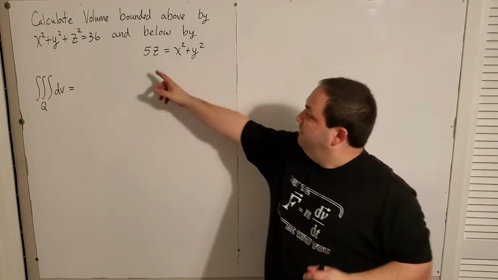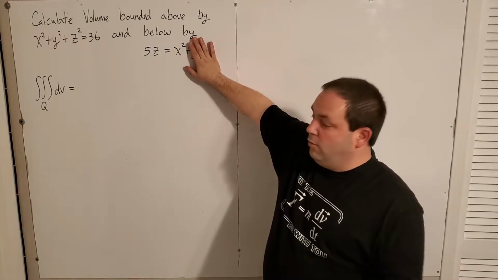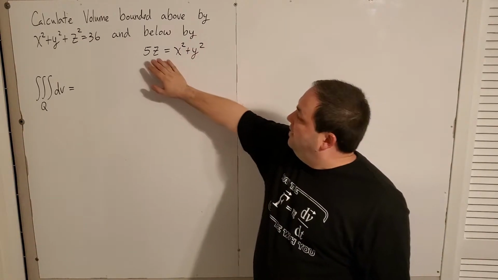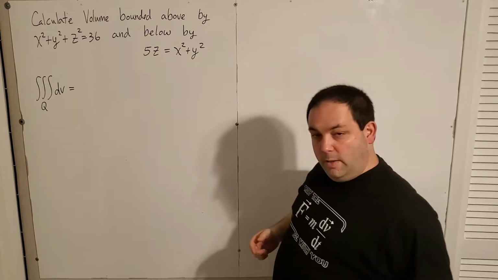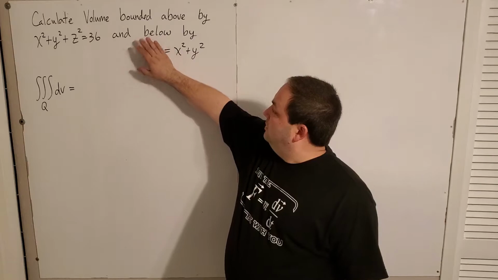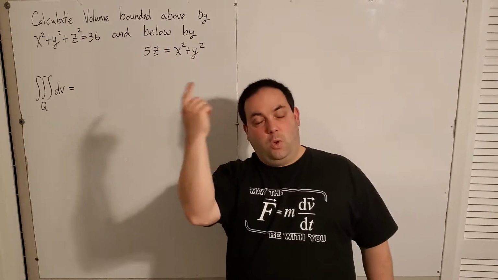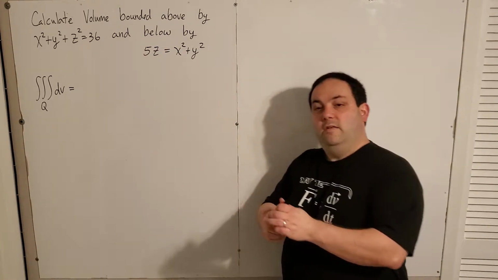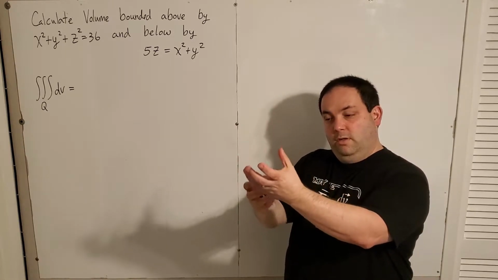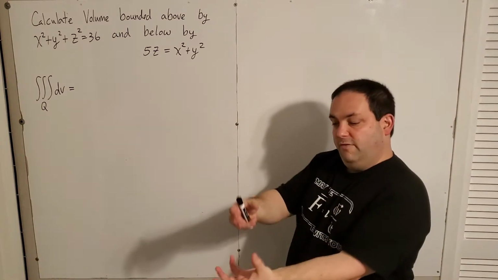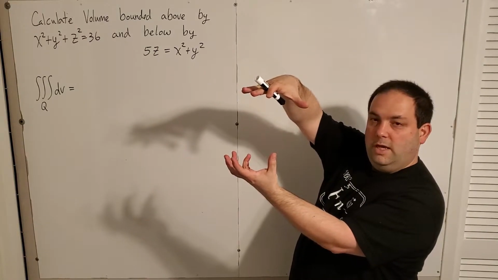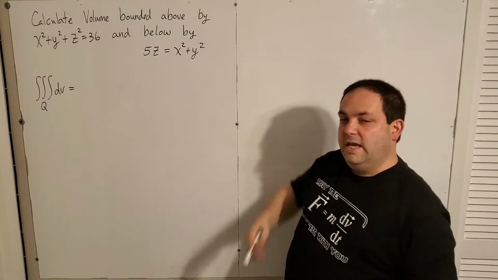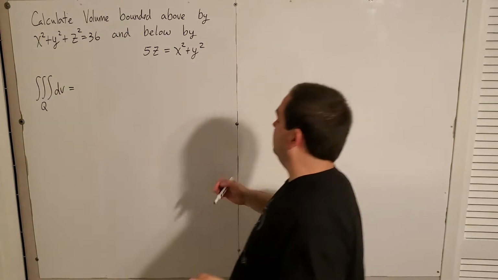I've got 5z equals x squared, parabolas in the zx plane, and 5z equals y squared, parabolas in the zy plane. And then, of course, x squared plus y squared is circular in the xy plane. So we've got that paraboloid, the circular kind, from underneath, and then you've got a sphere on top. And we're going to compute the volume inside of this object.